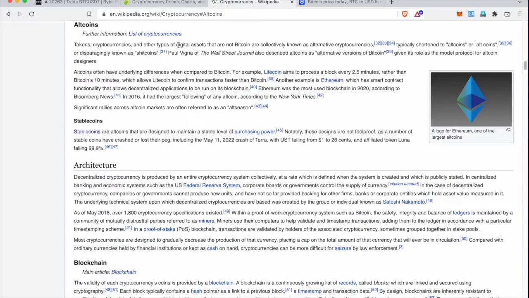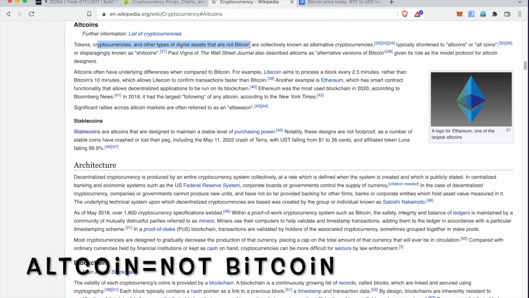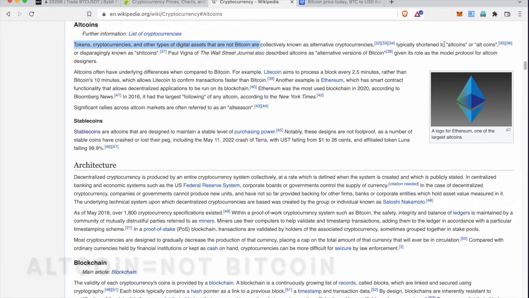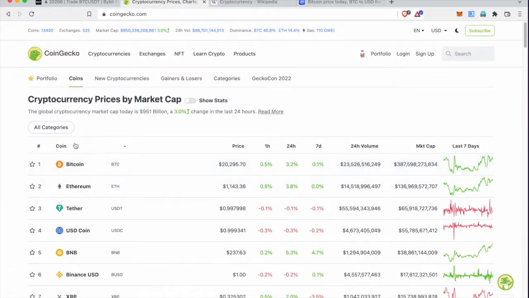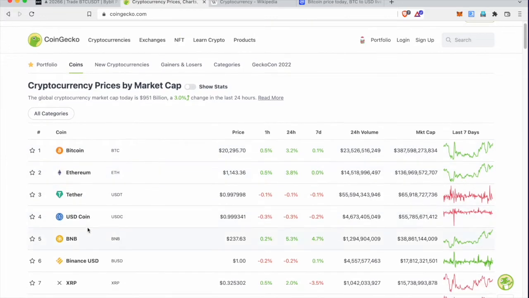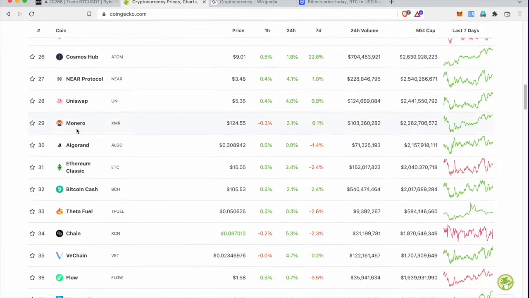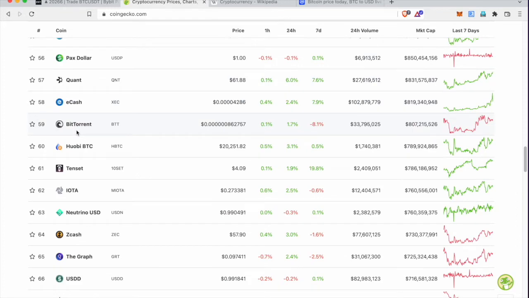So what is altcoin, as I mentioned a few times previously? According to Wiki, any cryptocurrency that is not Bitcoin is an altcoin. So that's all. Back to CoinGecko.com. Anything below the Bitcoin, if you scroll down, they are all altcoins.